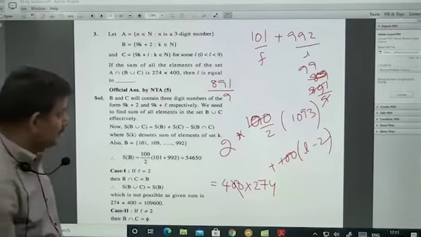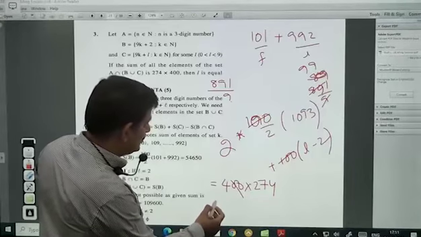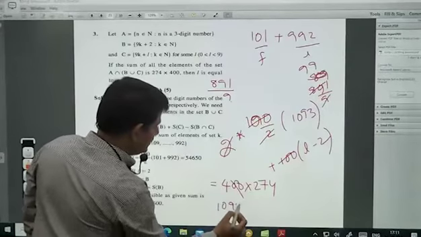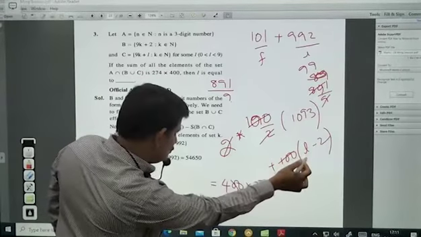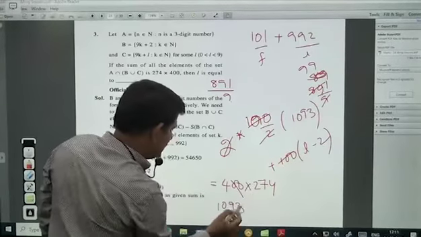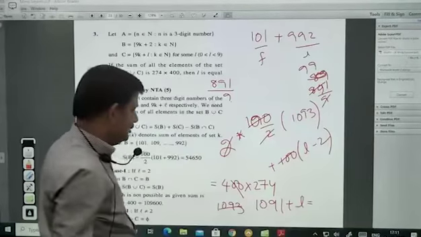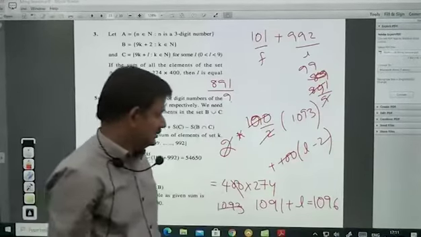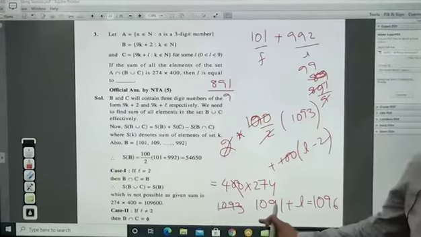Okay. So if I bring this to the other side, this will be how much? This 2 and 2 are also getting cancelled. 1093 minus 2 is 1091, plus L is 1096. So L is 5. L is 5. Is that clear, all of you?